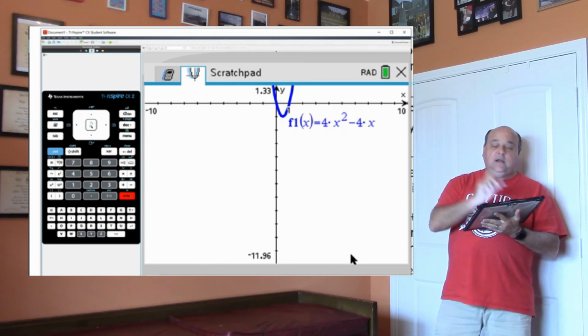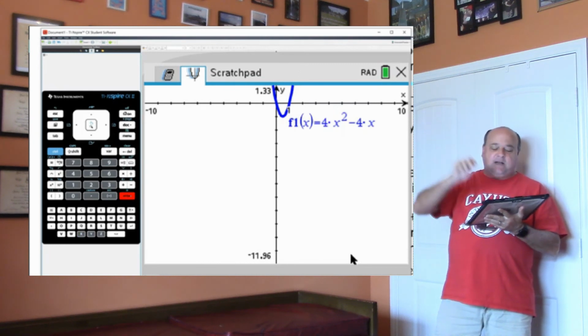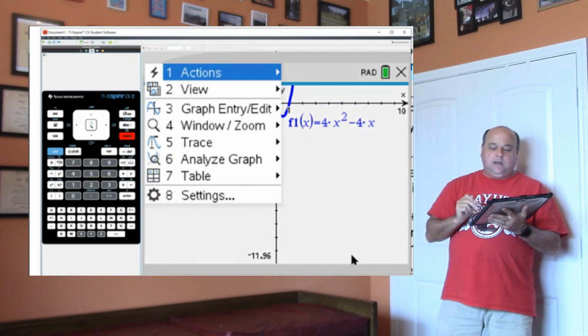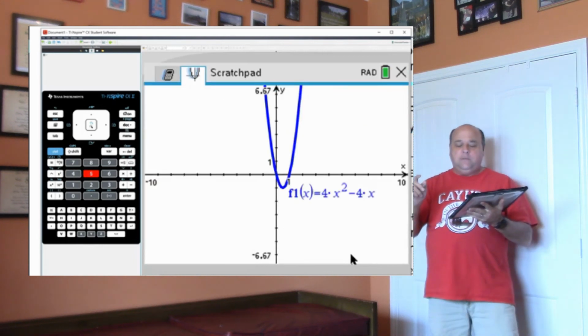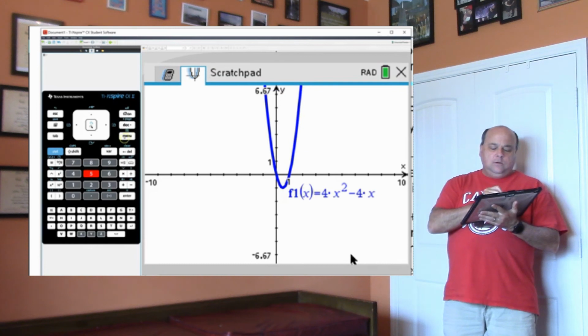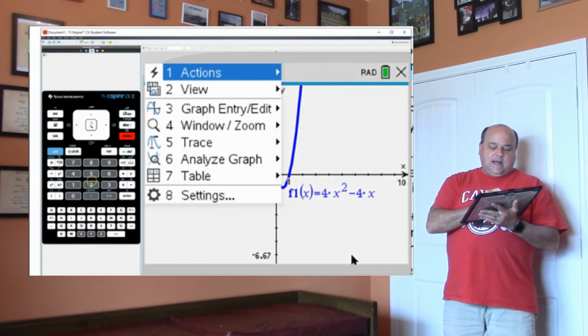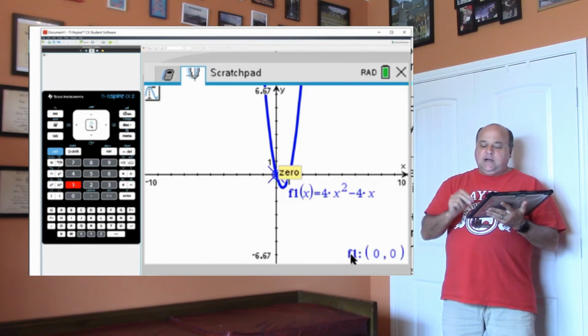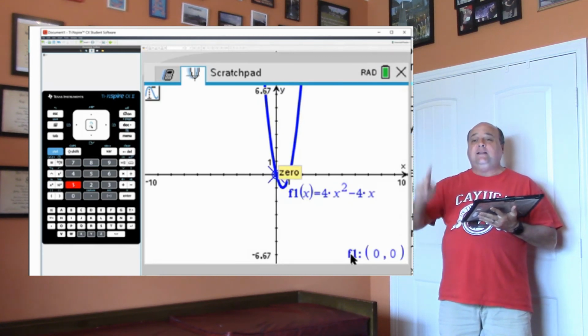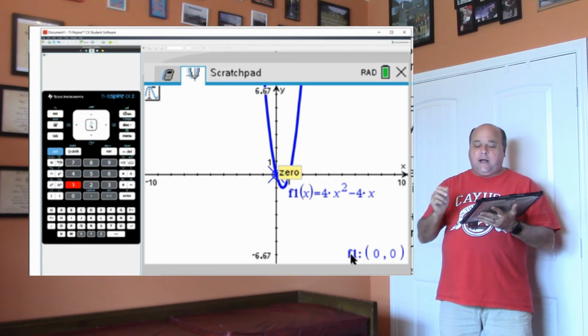Notice the vertex or the origin's not in the middle. If the origin's not in the middle, hit menu. Window is 4. And then standard, I think, is 5. That puts the vertex, or the origin, right in the middle. So I'm going to hit menu. Trace is 5. Graph trace is 1. And notice the 0 is 0, 0, right? That's one of my 0s, and it's also the y-intercept.